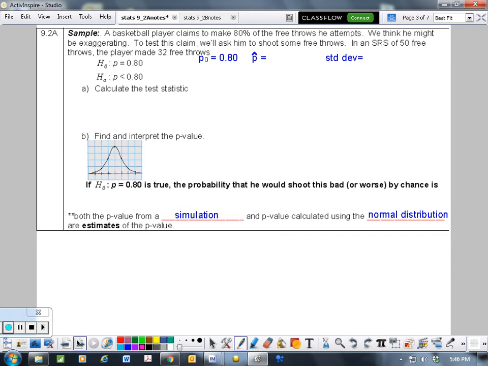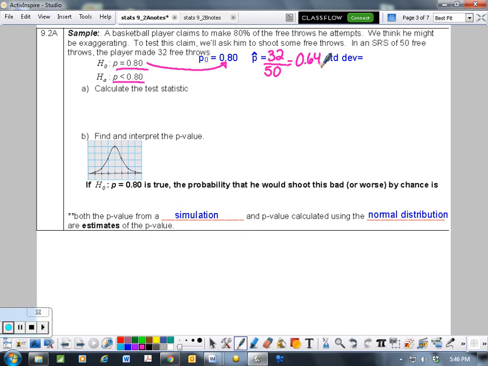So our null hypothesis is he claims that he's an 80% free throw shooter. We think that he's not. And so our p0 is going to be 0.8, but from our sample, we get a p hat of 32 out of 50, which is 0.64. So now we're going to calculate our test statistic.